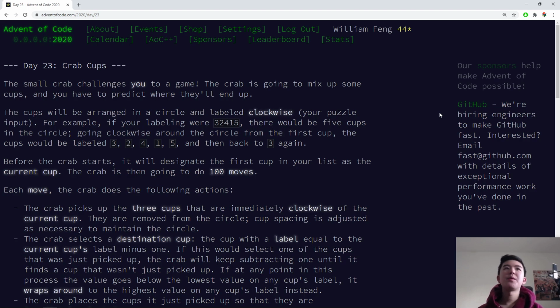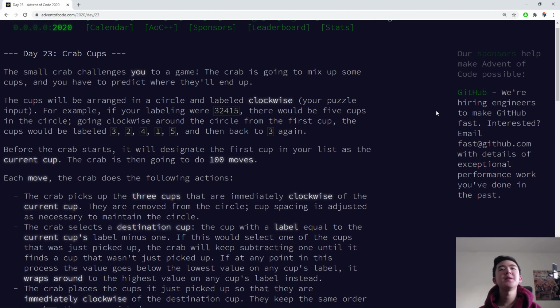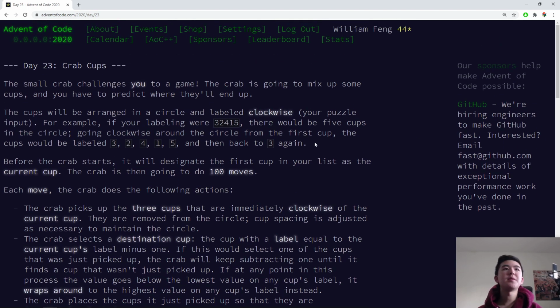Good morning. Today we're going to be doing Advent of Code Day 23. Today I'm going to be doing the two programming puzzles and then explaining their solutions.